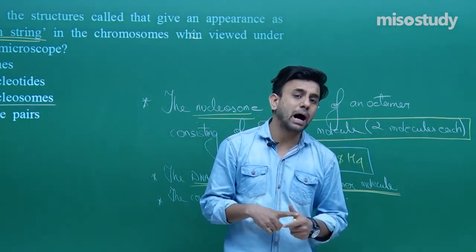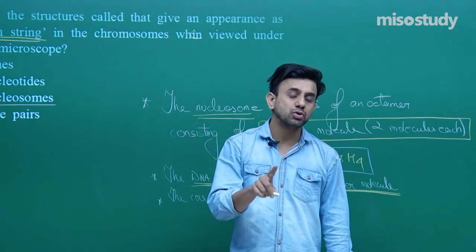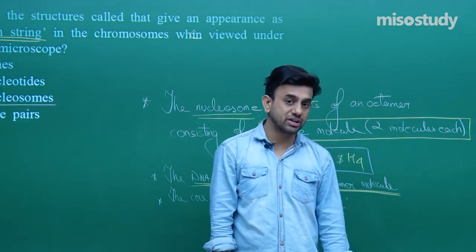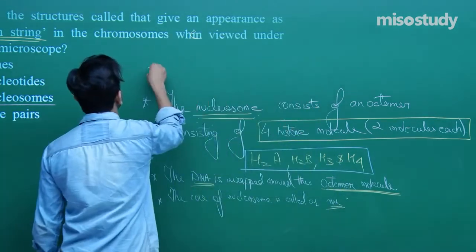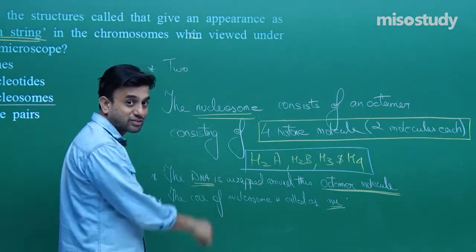nucleosomes are connected by what? By linker DNA, which is associated with what? Which is associated with H1 histone. So, I think a little more in detail. Okay, this is the last line I am giving you for this question.